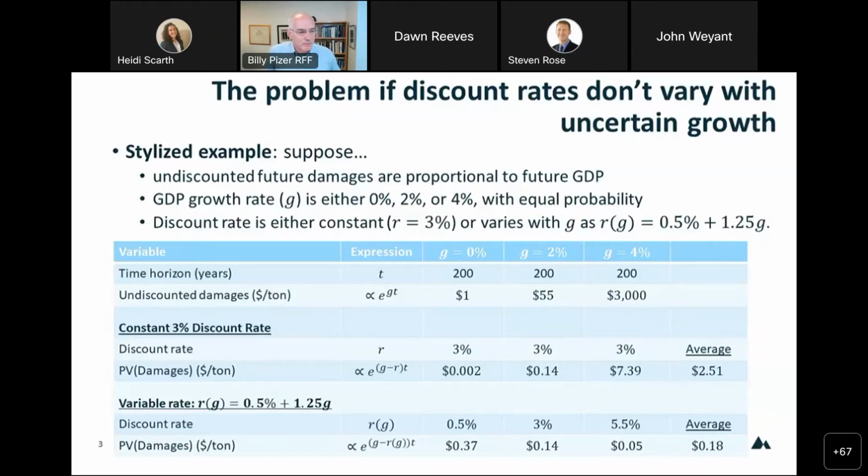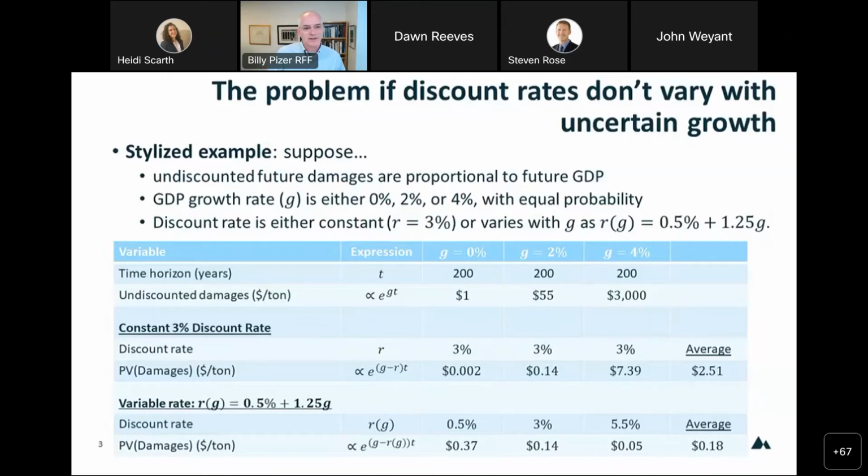And for the parameterization I've chosen, in particular with eta, the coefficient on growth, bigger than 1, you actually value the low growth scenarios more, and they dominate the calculation, which might match your intuition, that you're worried about the states of the world where you're poor and climate damages are going to hurt you more. And so that's motivating the Ramsey discounting.